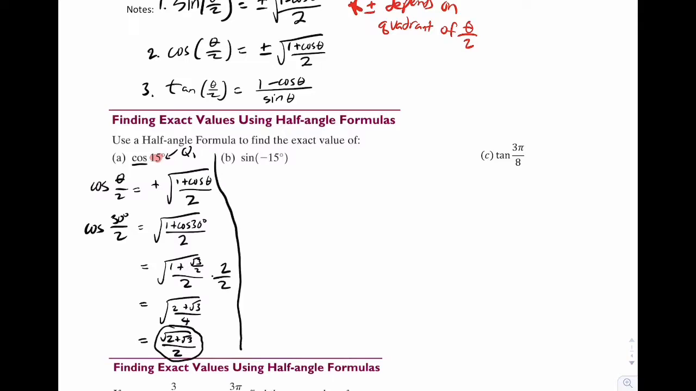Next one. Sine of negative 15 degrees. So a lot of ways you could do this. I'm going to say let's use our odd property. Let's grab that negative and pull it out right there. So that's negative sine 15 degrees.